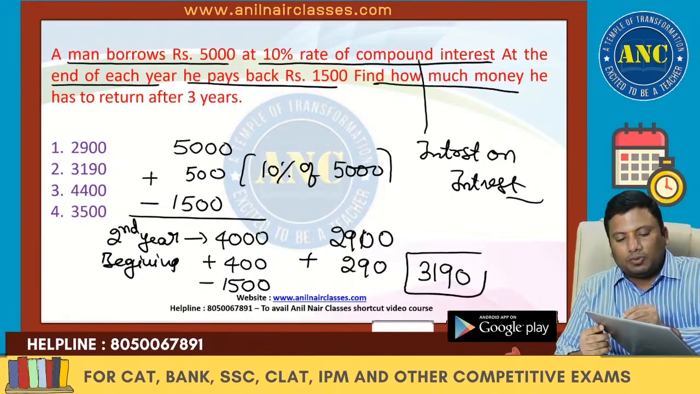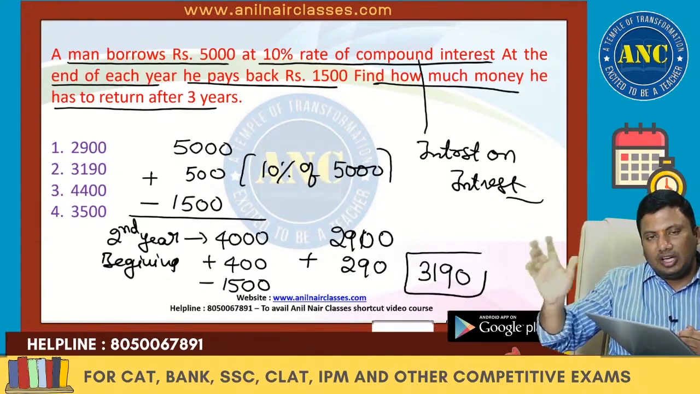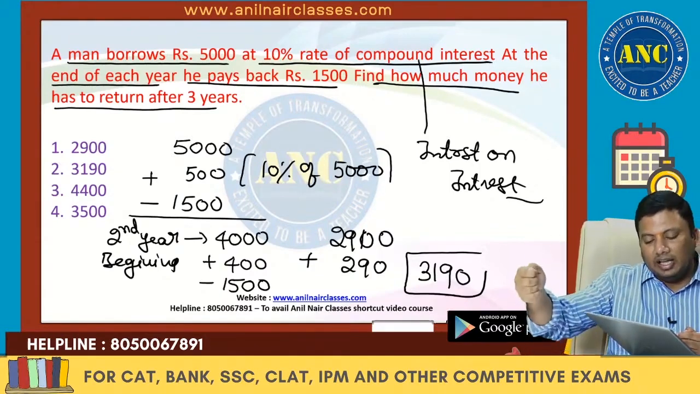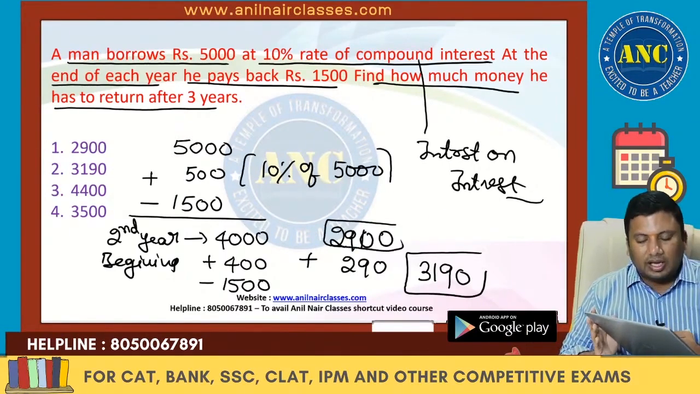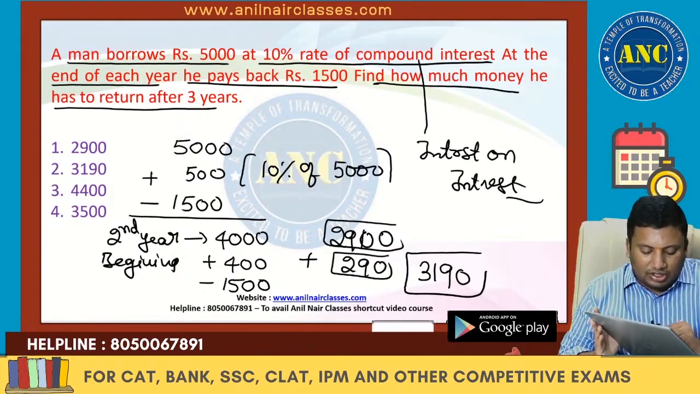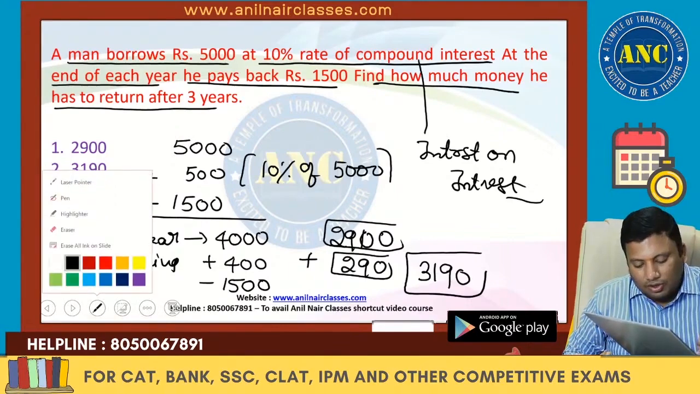3,190. How much money should I return after 3 years? At the end of first year 1,500 I gave, second year I gave 1,500, so the remaining amount is 2,900. In that, interest is 290, which makes it 3,190.